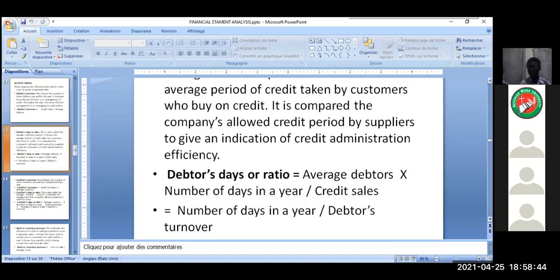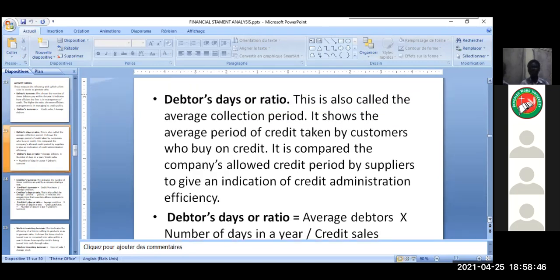Okay, good. Now we go to debtors days, or what we call debtors days ratio. This is also called average collection period. It shows the average period of credit taken by customers who buy on credit. It is compared with the company's allowed credit period by suppliers to give an indicator of credit administration efficiency.